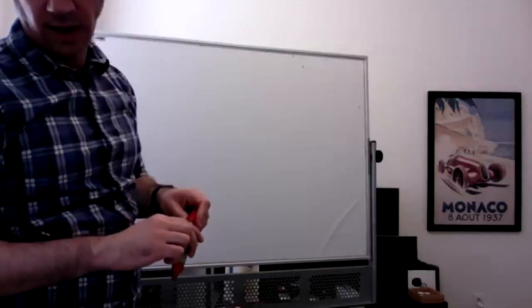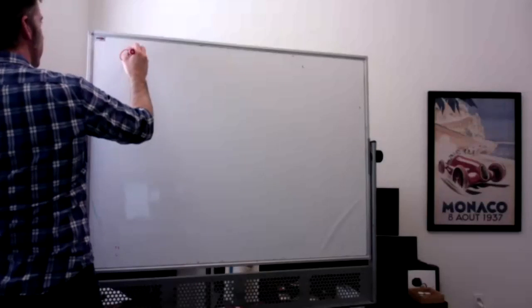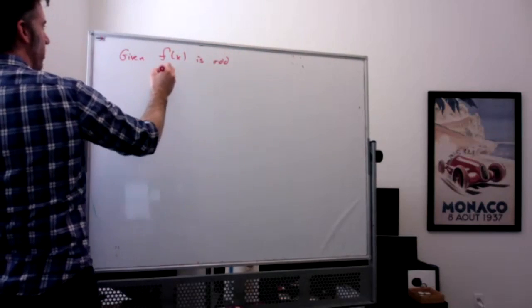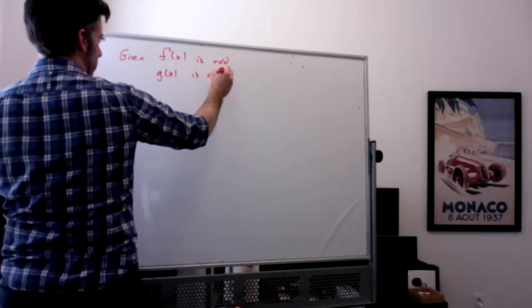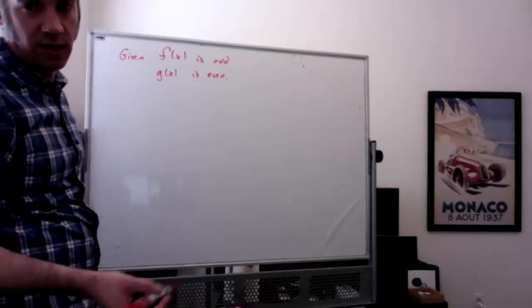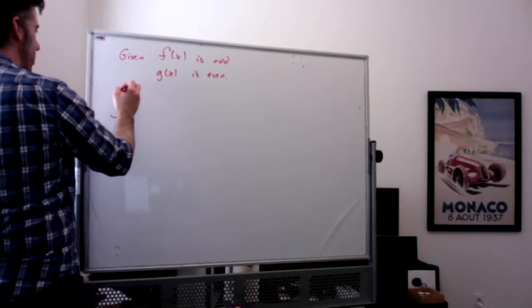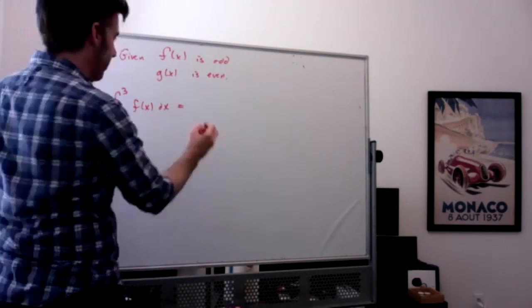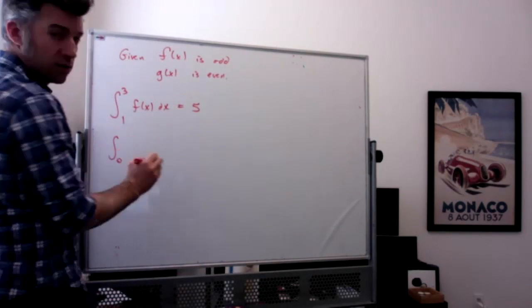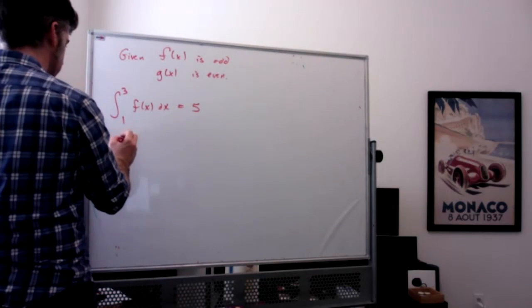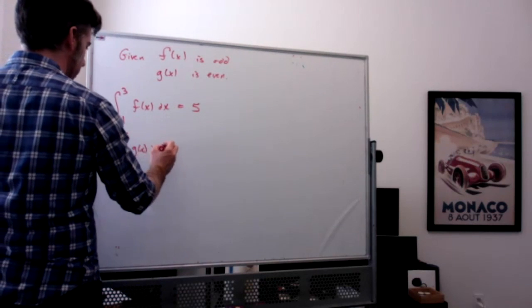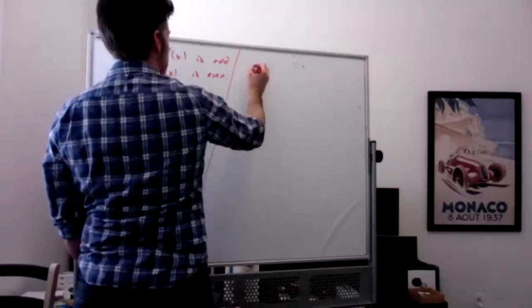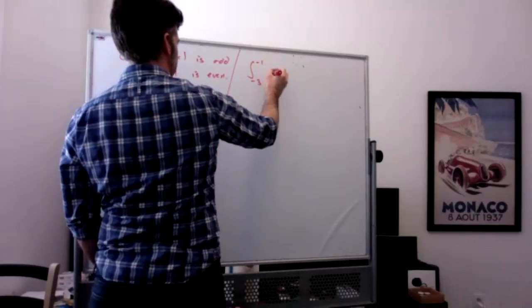So we can ask questions like, okay, given f of x is an odd function, g of x is an even function. And we're also going to be given that the integral from 1 to 3 of f of x is equal to 5. And the integral from 0 to 5 of g of x is equal to 7. First question, what's the integral from negative 3 to negative 1 of f of x?